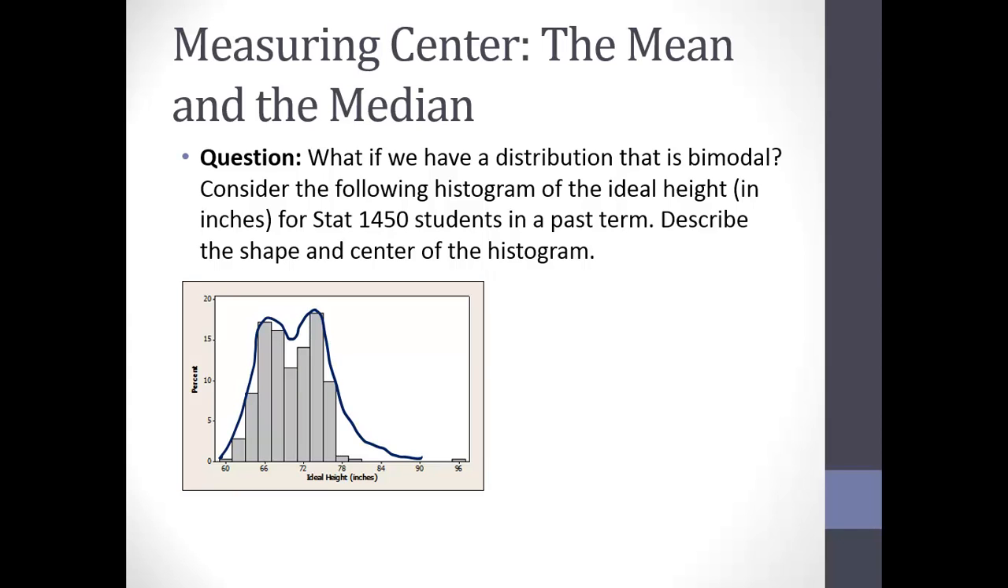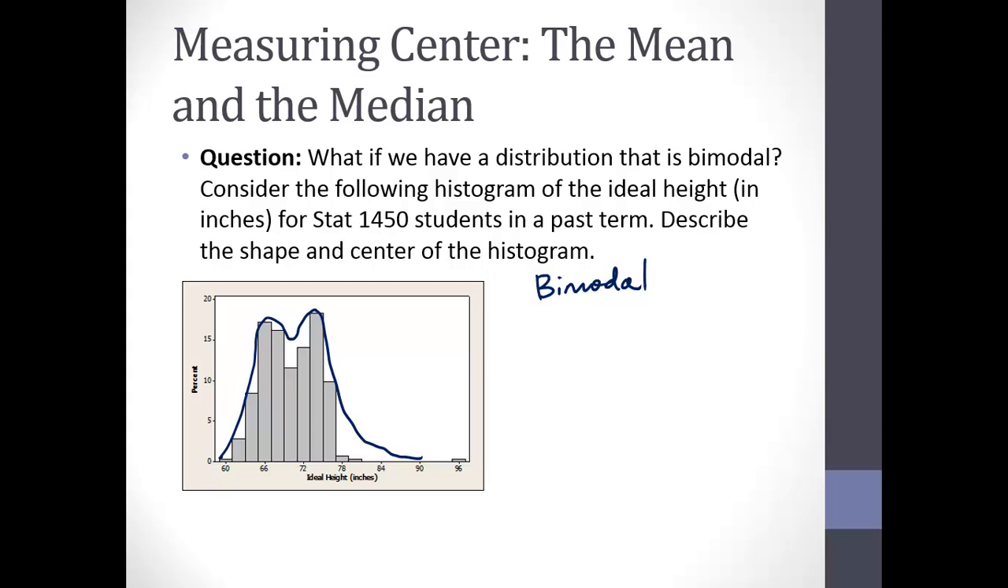So just to review what we talked about on Friday, let's quickly describe the shape and center of the histogram. I've already told you that it's bimodal. And so maybe I should quickly mention what we're looking at here. Should have done that first, sorry. What we have here is a histogram of the ideal height in inches of people in a previous Stat 1450 class.